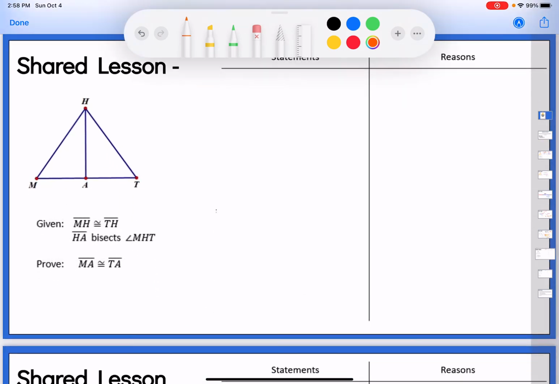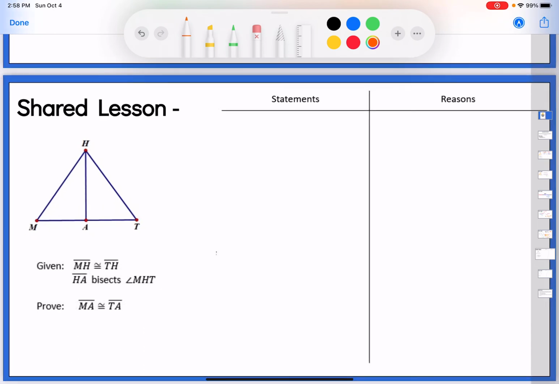Okay, so let's start doing a couple of proofs, making sure you know how to use these brand new theorems in our proof. All right, so in our picture here, we're given MH is congruent to TH, segment HA bisects angle MHT, and we're going to try and prove that segment MA is congruent to segment TA. Hopefully this is looking familiar to you because it looks very similar to the warm-up, so I'm hoping that you could pause your video right now and write this whole proof. Ready, go.